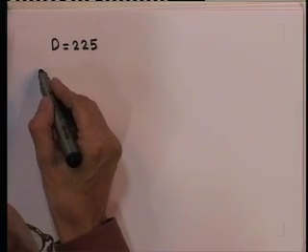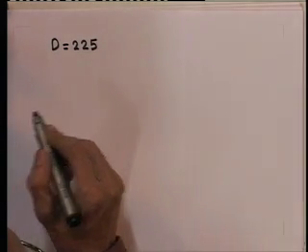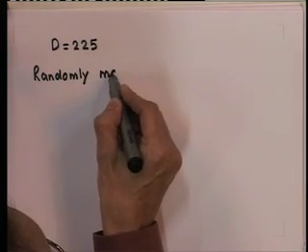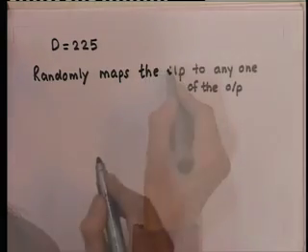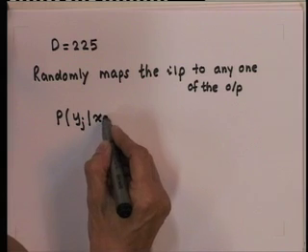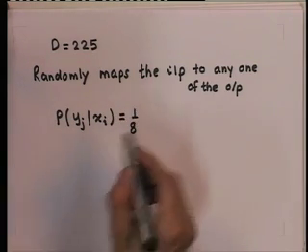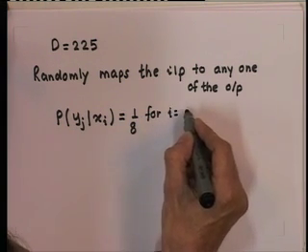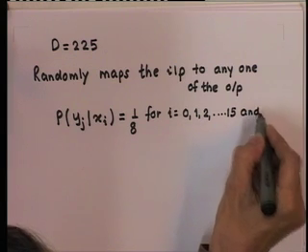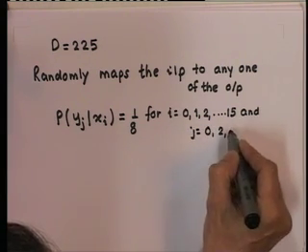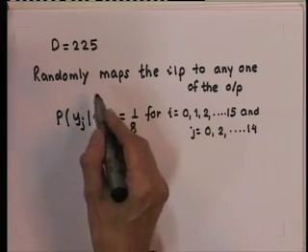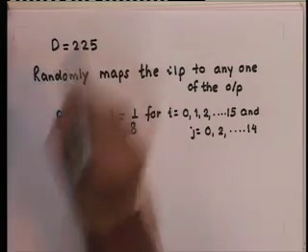So, one such compression scheme that satisfies the distortion constraint would be to randomly map the input to any of the outputs. That is, the conditional probability of y_j given x_i is equal to 1/8 for i equal to 0, 1, 2 up to 15 and j equal to 0, 2 up to 14. We can see that this conditional probability assignment satisfies the distortion constraint.